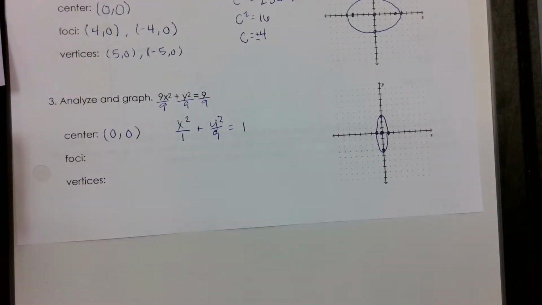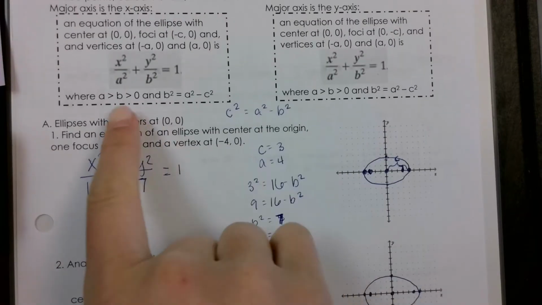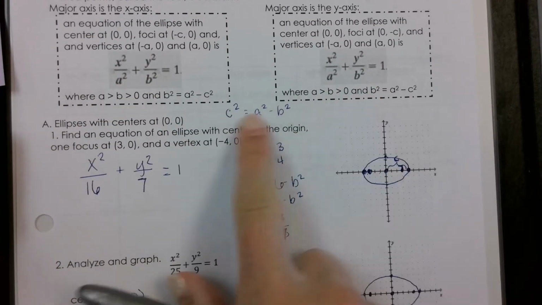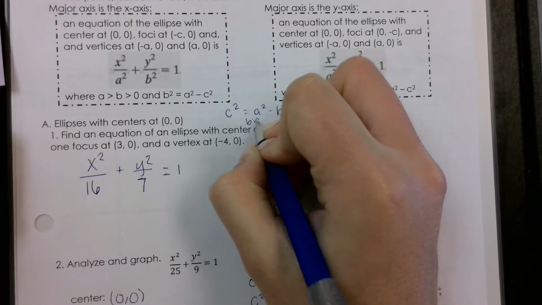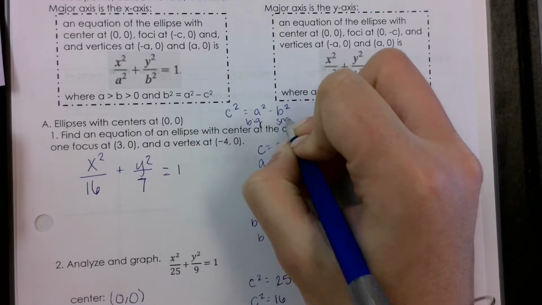To find your c value, we're going to do c squared equals a squared minus b squared. I don't care a whole lot which is a and which is b. You just need to make sure that you're doing the bigger one minus the smaller one, because you can't take the square root of a negative number. That's why they switched the a's and the b's up here, so that they can use this formula every single time. But as long as you do the big minus the small, it's going to work out for you, okay?